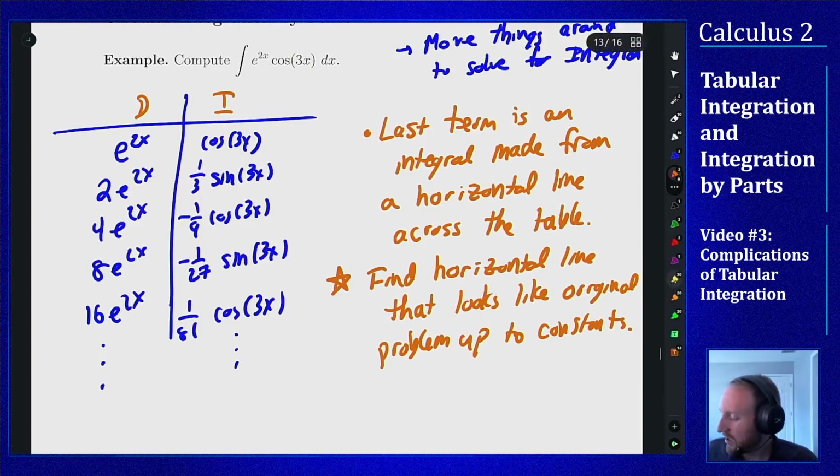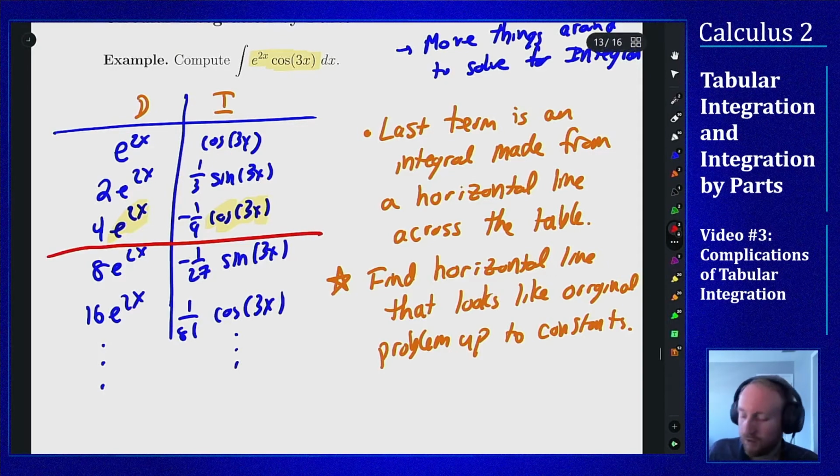My original integral looks like e to the 2x cosine 3x. I want to find those terms on a horizontal line somewhere in my table. The first line is not useful because that's the original problem. But what I see in line 3 is an e to the 2x and a cosine 3x. So if I did that as an integral, it would look like the original problem. So we are going to stop the table there and see what we get. So I put in my plus and minus signs, and let's write out the answer.